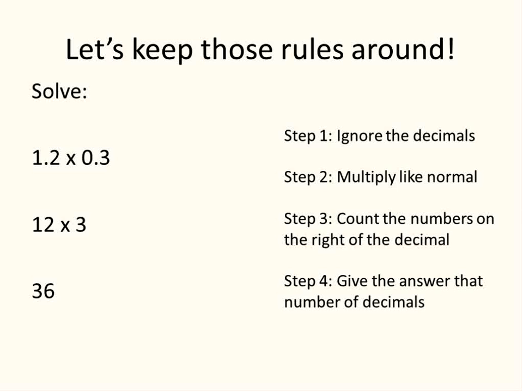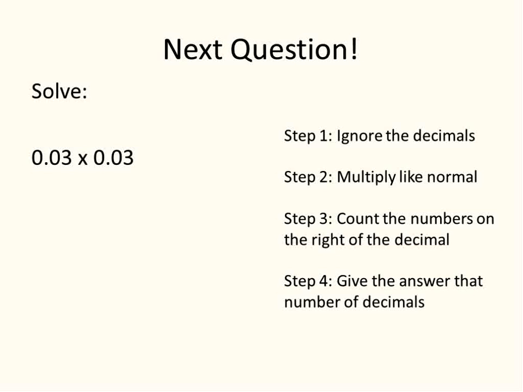Now what I need to do is count the number of digits on the right of the decimal. In this case, it had 1 here and 1 here. That gives us 2. So our final answer will have 2 of these numbers, 3 and 6, on the right side of the decimal. That's it, 0.36. Let's try it with a slightly larger number of digits on the right of the decimal.